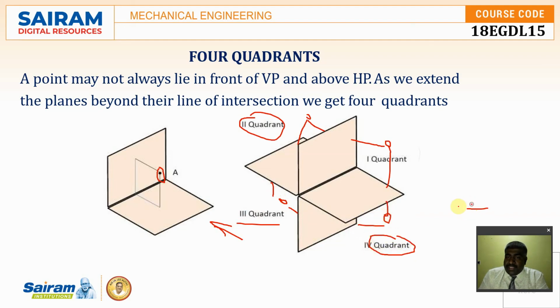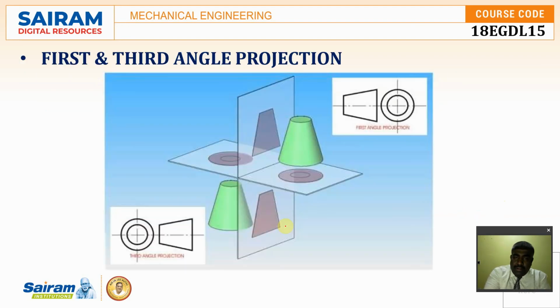It completely depends on the observer. If I keep the observer here, this will be the option. If I keep the observer on this side, this becomes the first, second, third and fourth. So it purely depends on the observer position. Coming to the first and third angle of projection: in first angle projection, I assume the objects are in the first angle. In third angle, I assume the objects are in the third angle of projection, that is, the third quadrant.